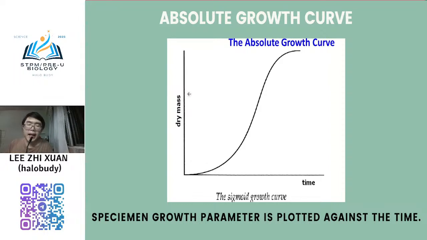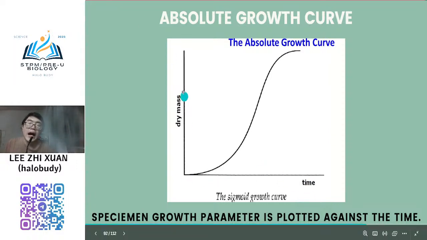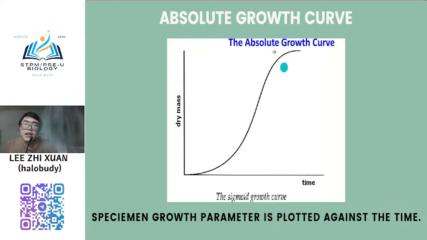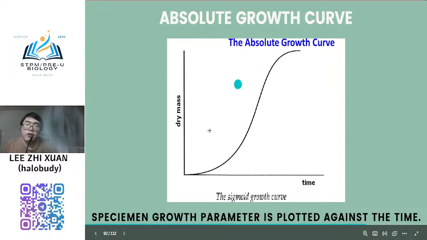Normally in plants, the parameter we use is either dry mass or wet mass, or another type of parameter. But in plants normally we use dry mass. In humans maybe you use the weight or the height, or you use the age. So this is a parameter against time. Along the time, how does your parameter change? Normally the absolute growth curve will produce a sigmoid curve.